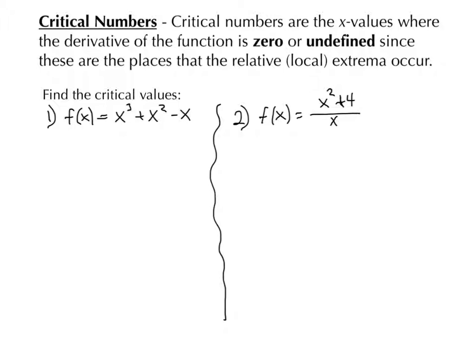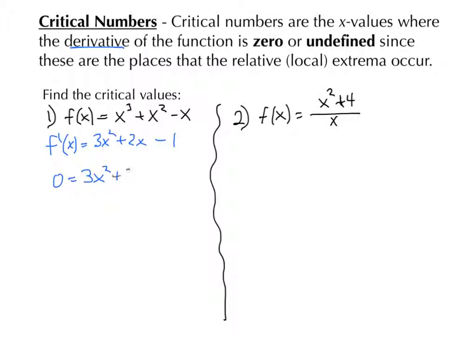All right, so we're going to go ahead and just find the critical values for these first 2 examples. So it's talking about where the derivative is 0 or undefined. So definitely we want to go right ahead and find the derivative of this function. That would be 3x squared plus 2x minus 1. All right, so now we want to go ahead and set that. This is a polynomial function, so we're not really going to worry about the undefined piece here. We're just going to go ahead and set that equal to 0.